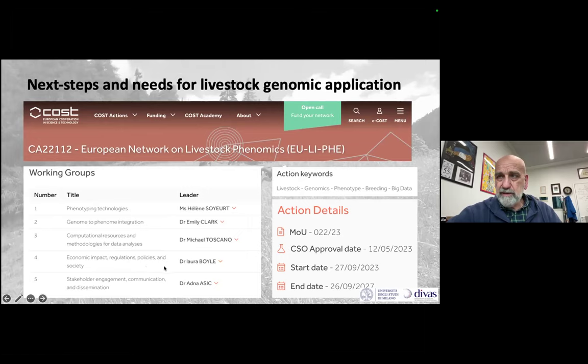Economic impact, regulation, policies, and society. Should we use CRISPR-Cas9 for gene editing in cattle, for example, to produce polled individuals? But that goes in combination with cloning or embryo technologies. So there is an impact.